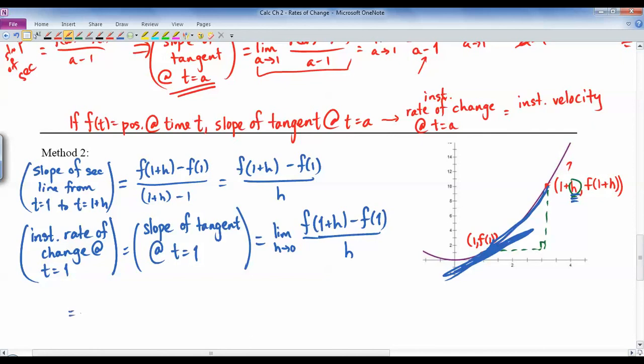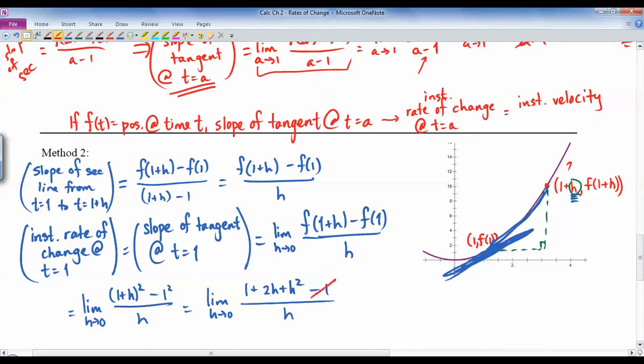Okay, so let's figure this out. So this limit right here, limit as h goes to 0. Remember, f of t is t squared, so f of 1 plus h is (1 plus h) squared minus 1 squared, all over h. And then if I FOIL out the top, I get 1 plus 2h plus h squared minus 1 all over h. And then these 1's will cancel.